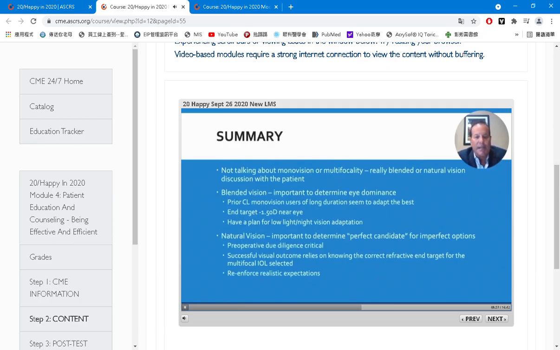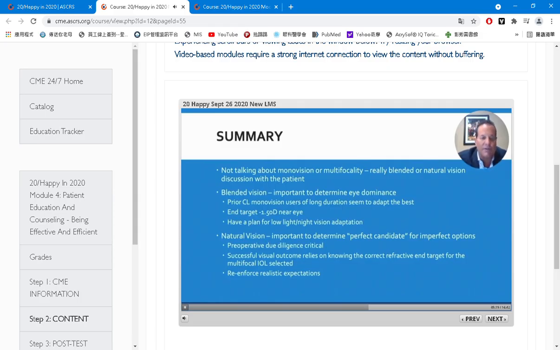In summary, not talking about monovision or multifocality, we really want to talk about blended or natural vision with our patients. Blended vision patients, you want to know the eye dominance. Prior contact lens monovision users have a longer duration, seem to adapt the best, an end target of -1.50 in the near eye, and have a plan for low light night vision adaptation.